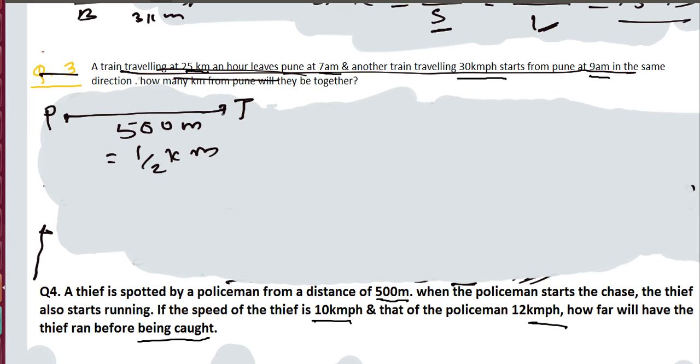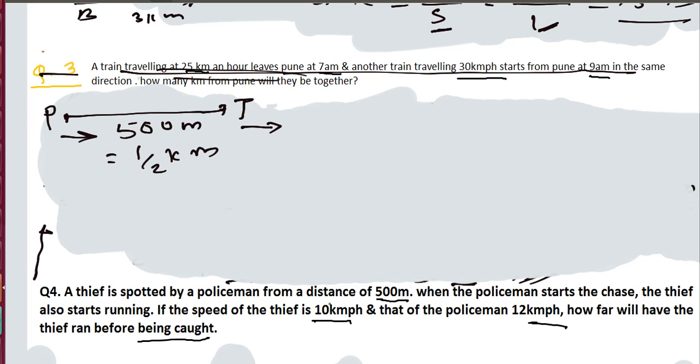The policeman sees the thief. When the policeman starts the chase, the thief also starts running. Of course, the thief will not wait for the policeman to catch him. And the point is, if the speed of the thief is more than the speed of the policeman, the policeman will never be able to catch the thief. But if the speed of the policeman is more than the speed of the thief, the policeman will certainly be able to catch the thief. So let's see what speeds we are given.